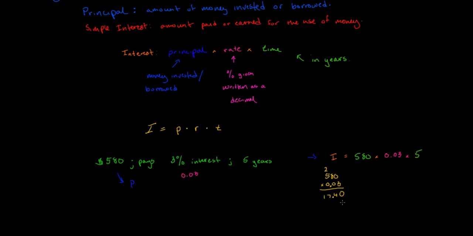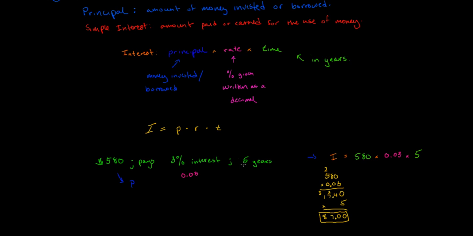And then I'm going to multiply that by 5, with our 5 years here. So 5 times 0 is just 0. 5 times 4 is 20. Carry my 2. 5 times 7 is 35, plus 2 is 37. Carry my 3. And then 5 times 1 plus 3 is 8. I had 2 decimal points, so I need to move my decimal place over 2, and I get $87.